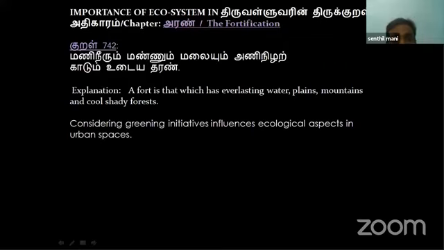The importance of ecosystem in Thiruvalluvar's Tirukkural, Aran, Kural 742, says: Mani neerum mannum malaiyum ani nizhal kaadum udaiyatharan, which means a fort is that which has everlasting water, plains, mountains, and cool shady forests. Considering that greening initiatives influence ecological aspects in urban spaces.